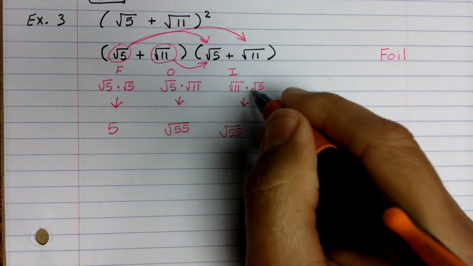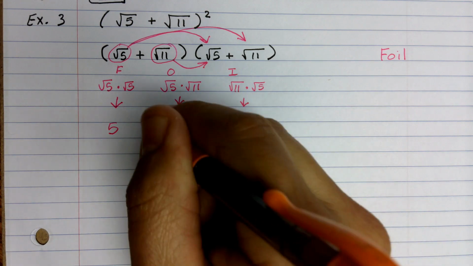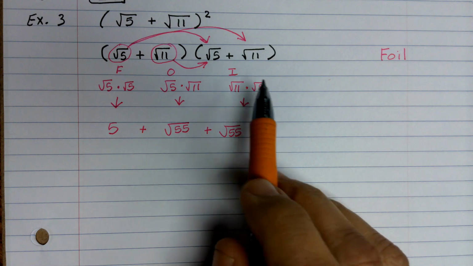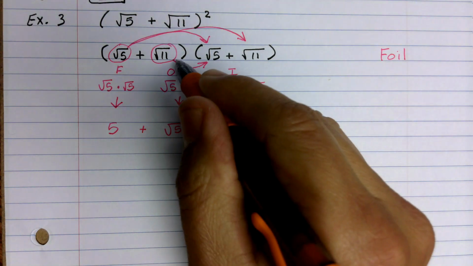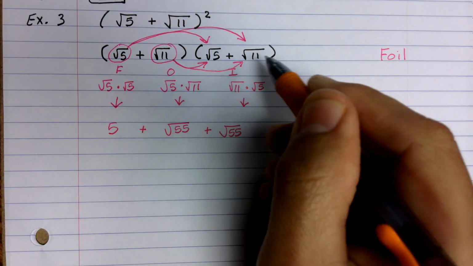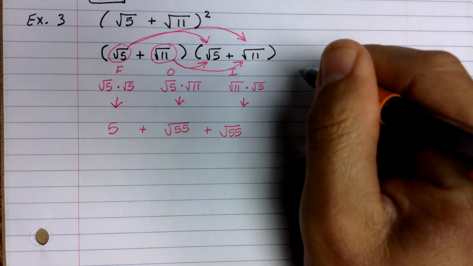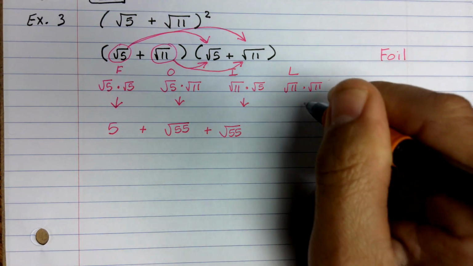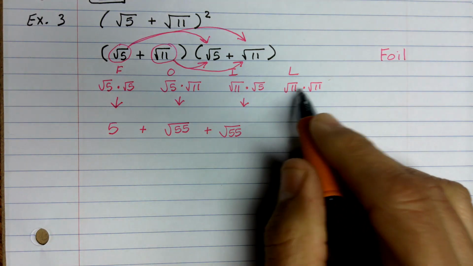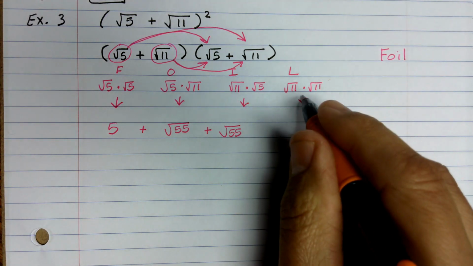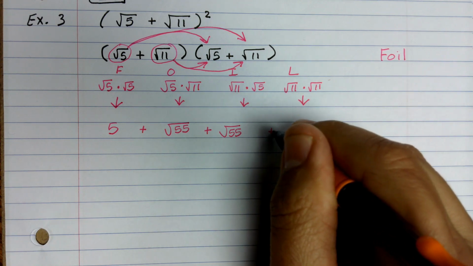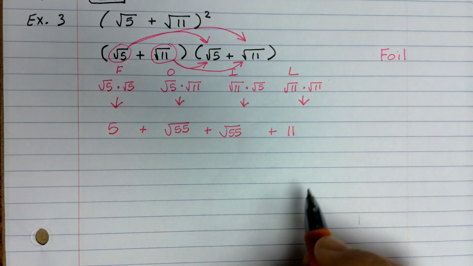Now I should be writing my signs here. These are all positive, so I'm just going to put a plus sign in between them. And now I'm going to go ahead and I'm going to multiply the square root of 11 to the square root of 11. So that's our L. So square root of 11 times square root of 11. And anytime you multiply a radical to itself, and that has an index of 2 like these, it's just going to become the radicand. So it's a positive 11.